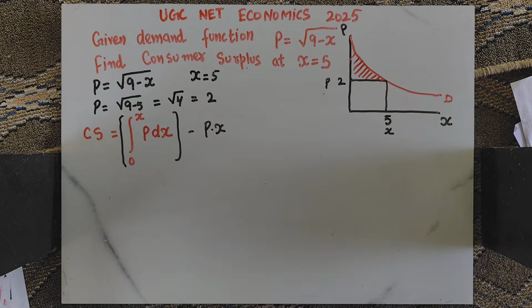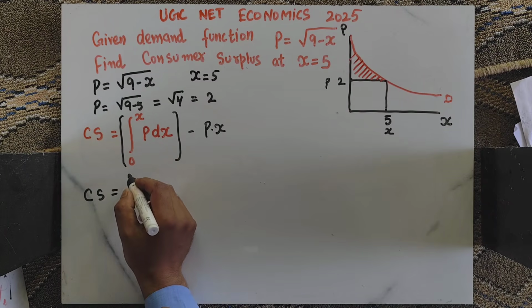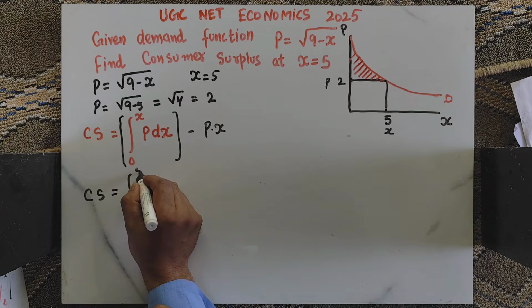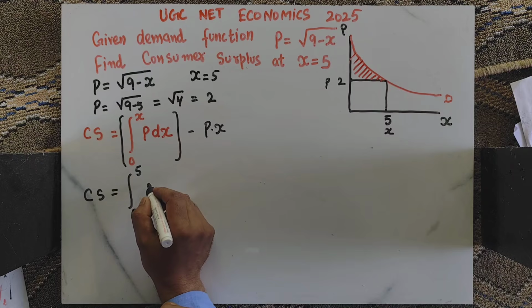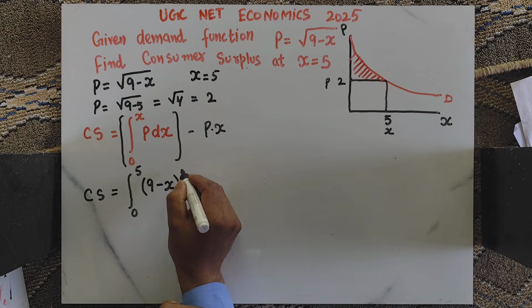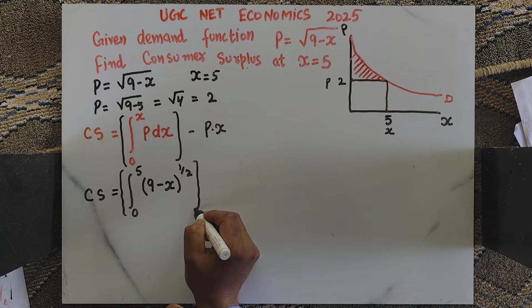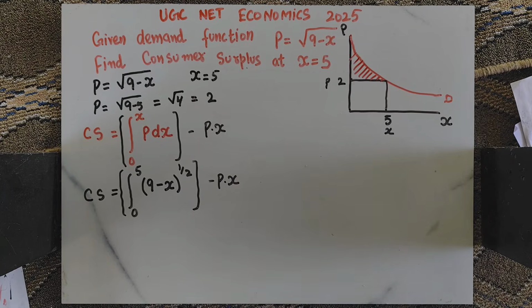Okay, which means consumer surplus will be equal to the definite integral from 0 to equilibrium quantity 5 of the demand function, 9 minus x. So can we rewrite it like this, 9 minus x raised to the power 1 upon 2, and from this we subtract the total expenditure, which is p into x. Okay, now to solve this integral we need to use the substitution method.